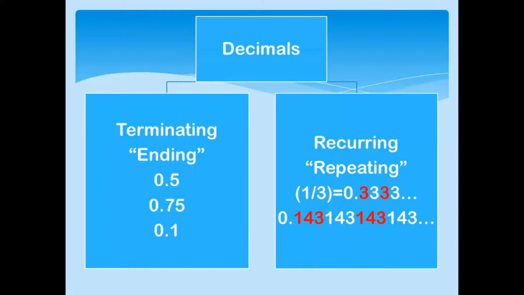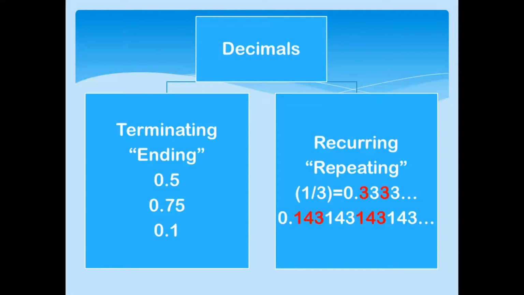Now we'll look at decimals. There are two kinds of decimals, terminating and recurring decimals. First, let's go over terminating decimals. Terminate means end. Terminating decimals have an end, for example, 0.5, 0.75, 0.1.